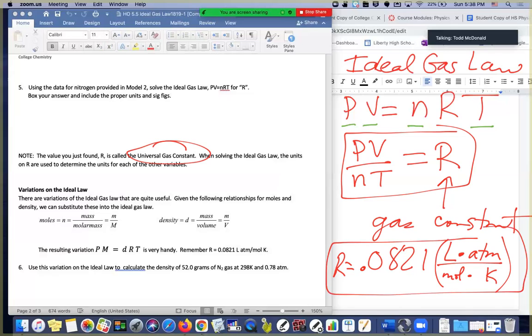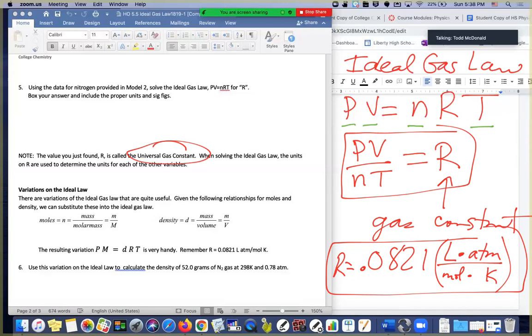What does this mean? It means no matter what the conditions are of a gas, if you have a pressure and a volume and a number of moles and a temperature, that ratio of those four variables is always going to be equal to this universal gas constant. So if pressure goes up, something else has to change to make it always equal to that 0.0821 number. So remember, if pressure goes up, volume must go down, or if pressure goes up, it's because temperature or number of moles went up, and so on.